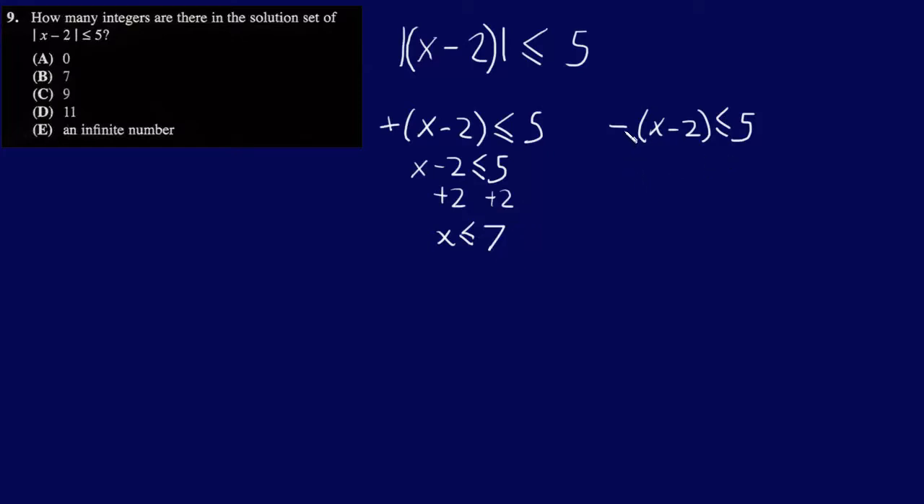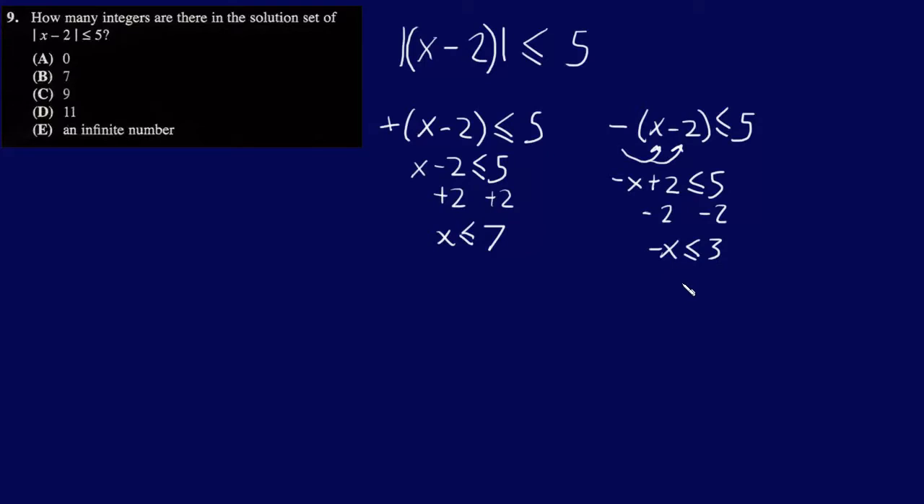And in this case, we have a negative out in front of the parentheses. So we're going to distribute that to both of our subterms inside this x minus 2 factor. And so we get negative x plus 2 is less than or equal to 5. Now let's solve for x. We subtract 2 off both sides, and we get negative x is less than or equal to 3.